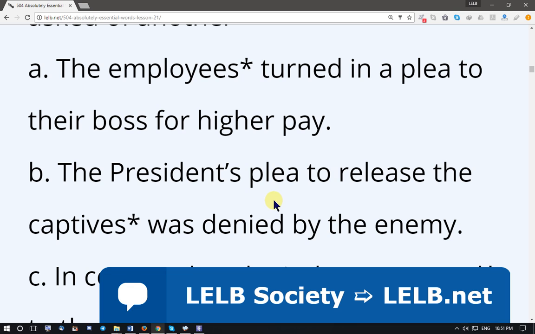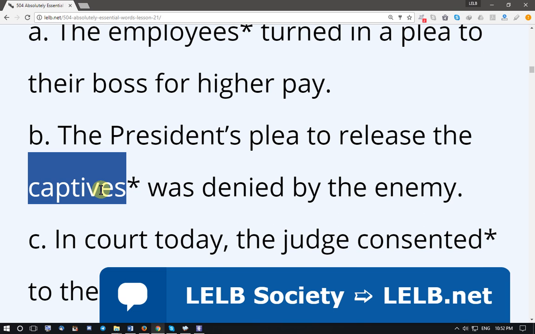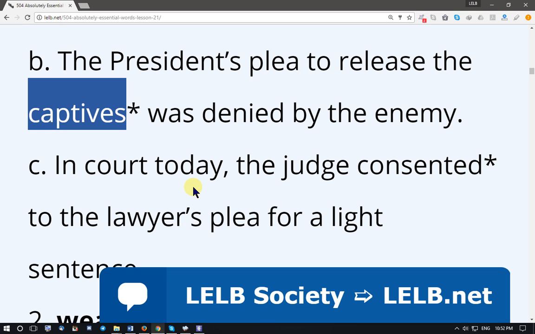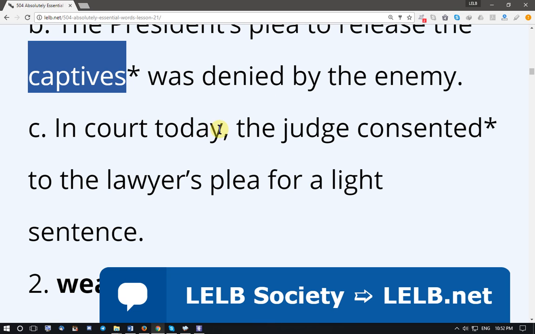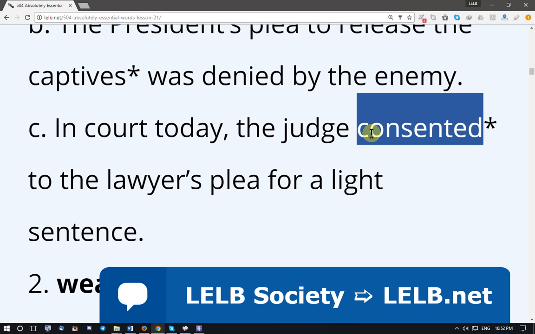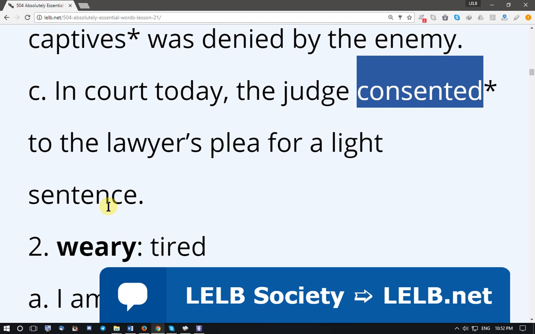The president's plea to release the captives was denied by the enemy. So the president, this is capital P, so it must be the chief executive's plea or request to release or free the captives, or hostages, or prisoners, was denied or rejected by the enemy, the opposing group. In court today, the judge consented to the lawyer's plea for a light sentence. So the setting or place is in a courtroom. The judge consented means agreed to the lawyer's request for a light sentence, not heavy, not severe sentence or punishment, but it refers to the lawyer's client.